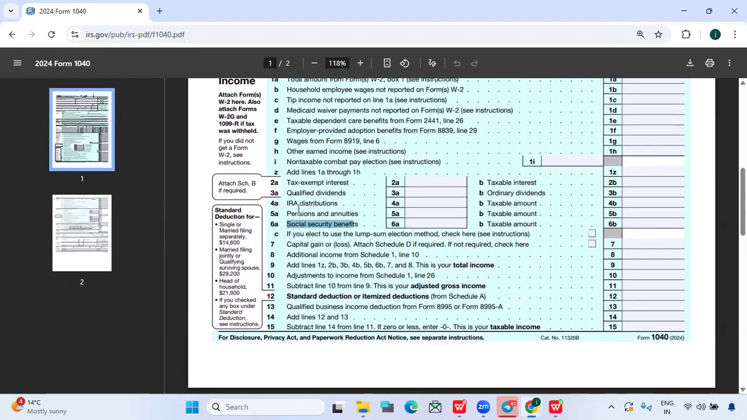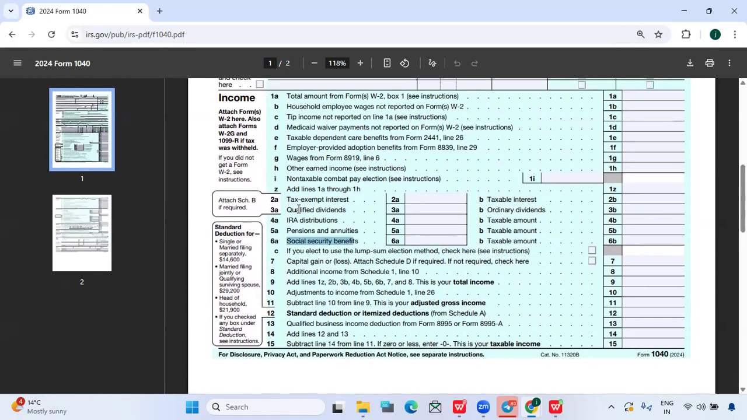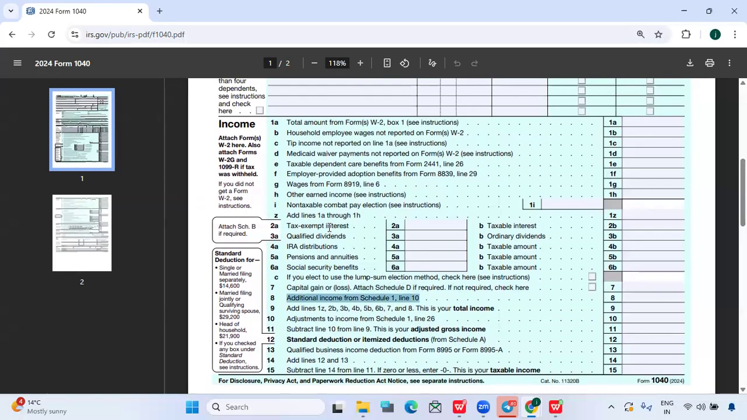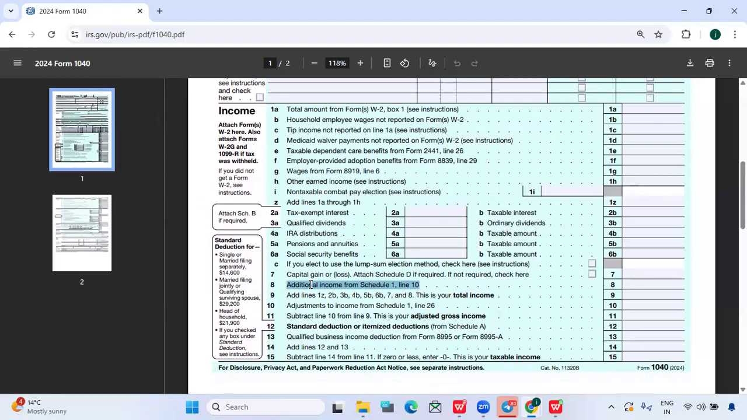For now, just see what incomes we have directly on Form 1040, and also capital gains, for which we attach Schedule D. If we have capital gains, then we have to attach Schedule D, and also additional income from Schedule 1 line 10. That means these are the incomes we have straight away, only seven. Apart from that, if we have any other income other than these seven, then we have to enter it on Schedule 1.